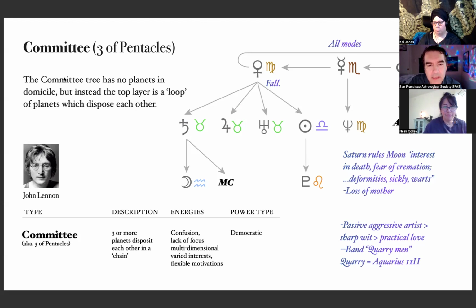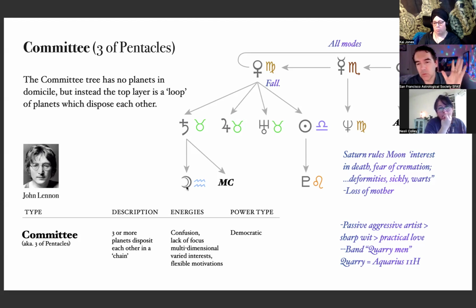So you can see here, he has something interesting here. Saturn is dispositing the Moon. And I was looking up some things about Lennon, and even when he was a kid, people said he had this deep interest in death. He was afraid of cremation, deformities, sickly people, and warts. Also, famously, his mother died when he was a kid, and that really hurt him a lot. So we're going to see another person later on in the presentation that also has this Saturn kind of beating up on the Moon, bullying the Moon, so to speak.